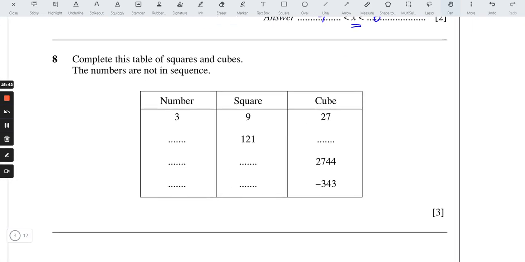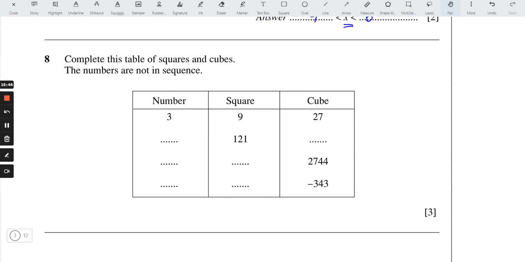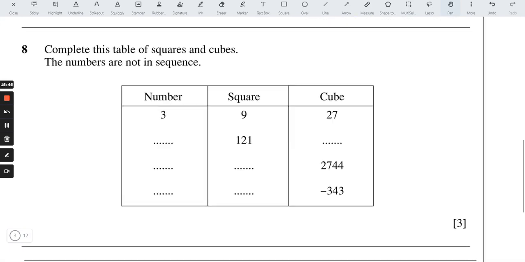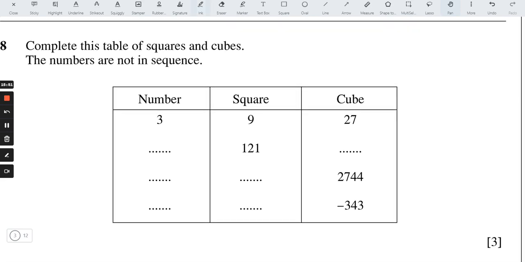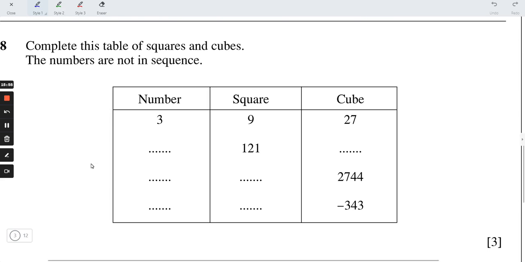Here in this question, complete this table of squares and cubes. The numbers are not in sequence, so you cannot predict any numbers. This is the meaning, it's not in sequence. So here we have a number, which is 3. Square means you should multiply it by itself 2 times, you will get 9. The cube, you should multiply it by itself 3 times, you will get 27.